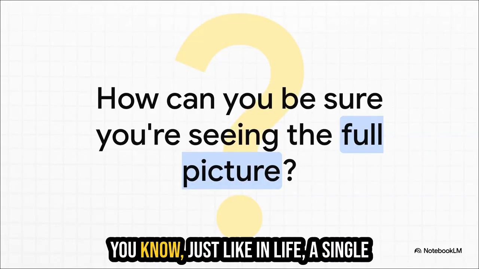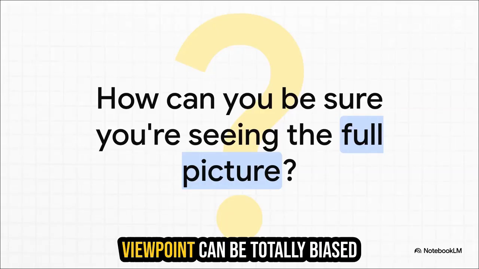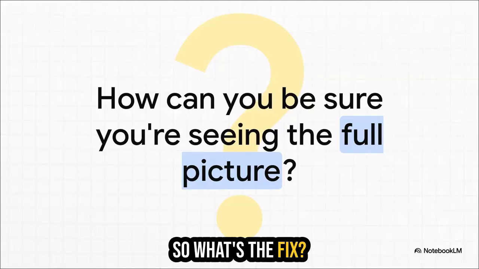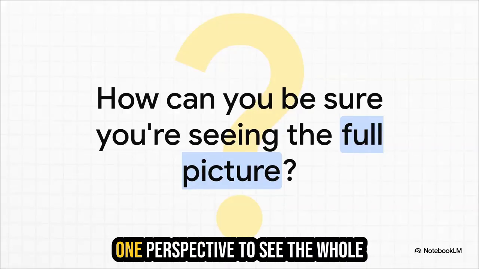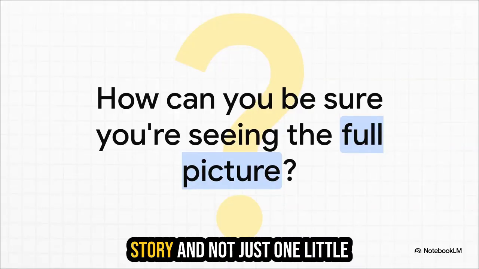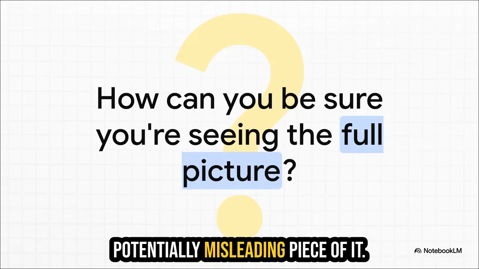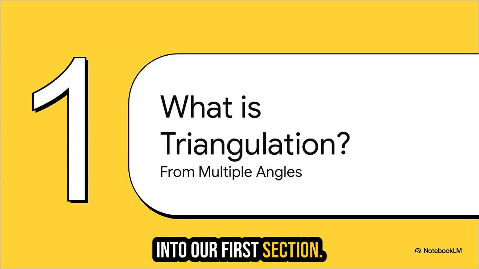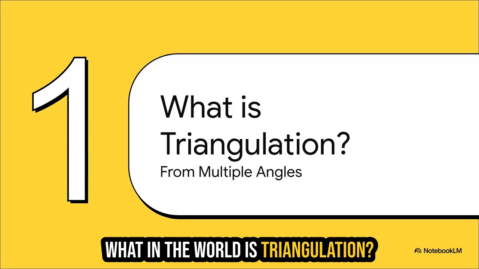In research, just like in life, a single viewpoint can be totally biased, or it's just plain incomplete. So what's the fix? How do researchers get past just one perspective to see the whole story and not just one little potentially misleading piece of it? Well, that leads us right into our first section. What in the world is triangulation?